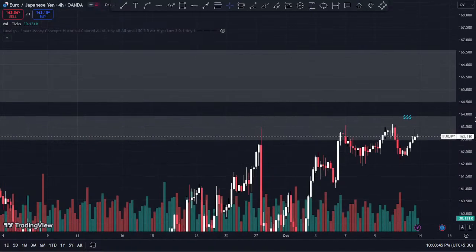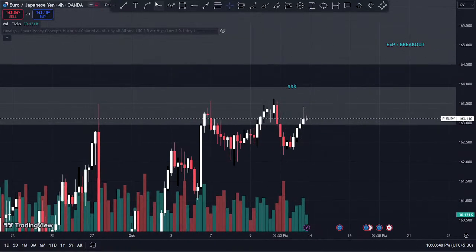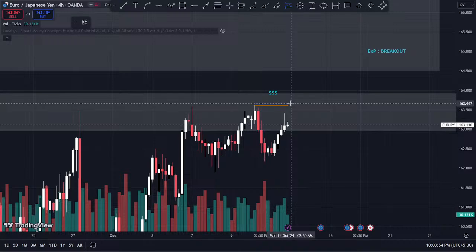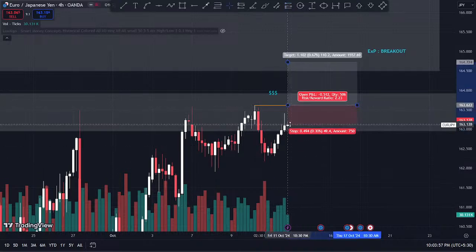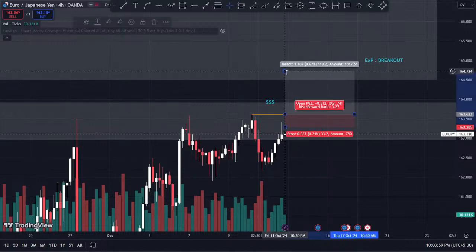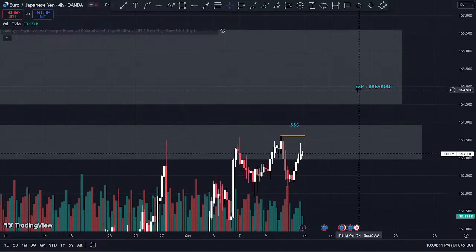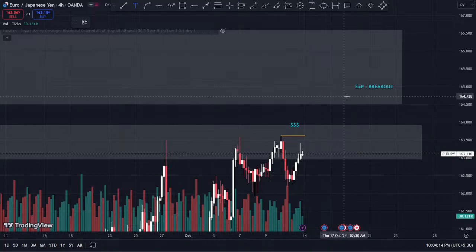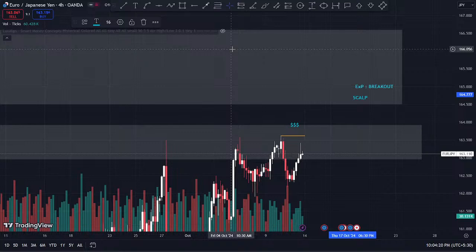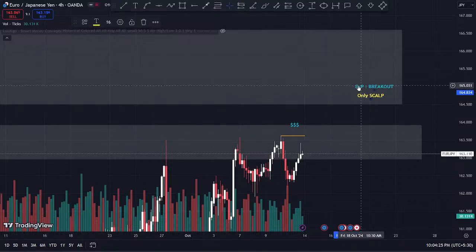Okay, so when the price breaks this level, okay, so it is here. When the price breaks this level, we are going to enter a long position, with the stop loss followed by the following candle, and we are going to target this area. We are going to target some 10 pips, right? Only 10 pips. So here, only a scalp. This is the execution and this is the expectation. Okay.